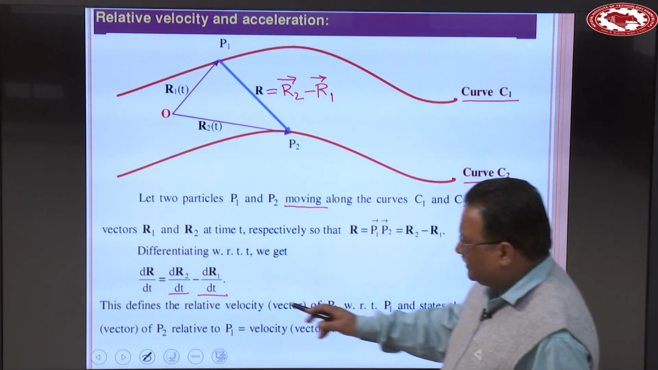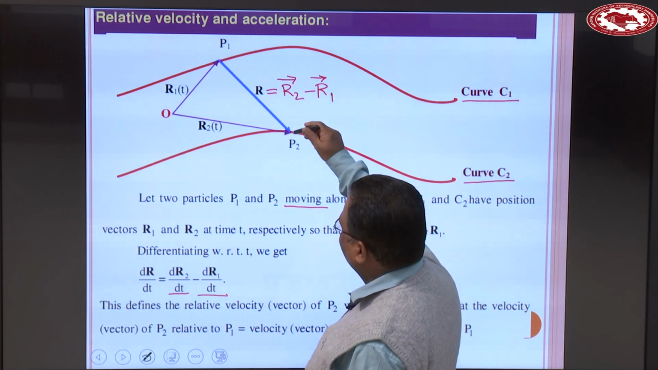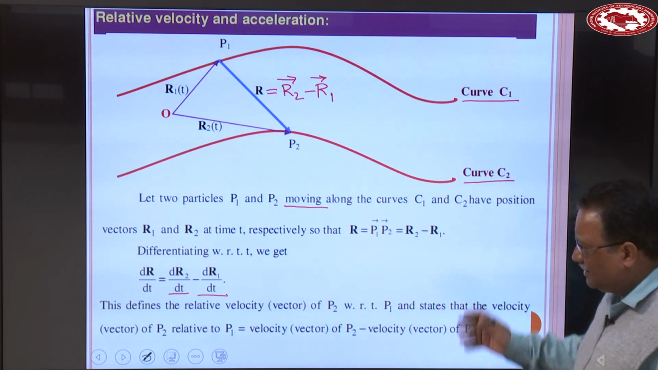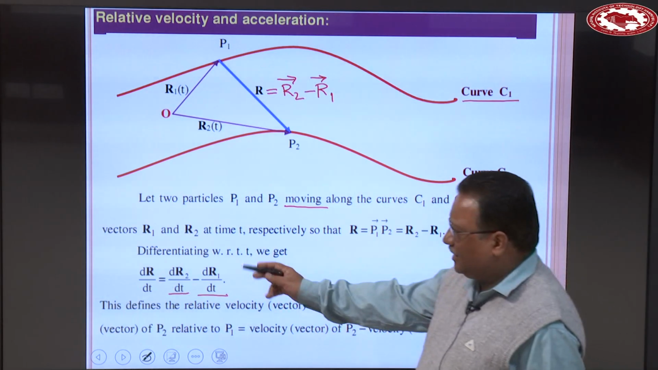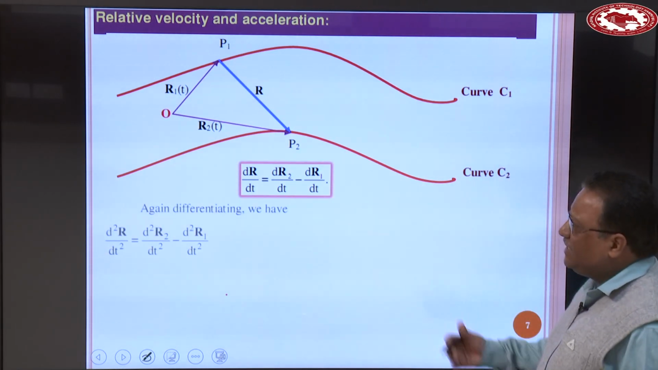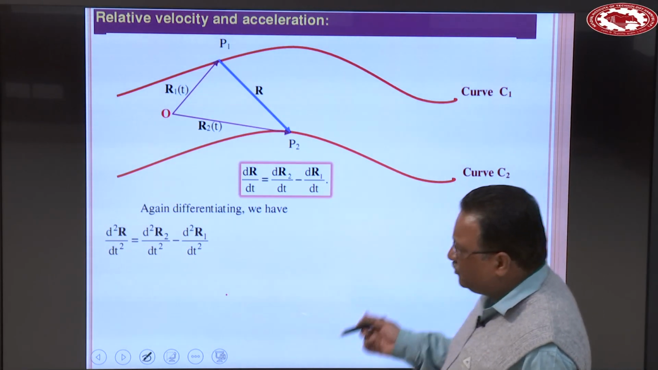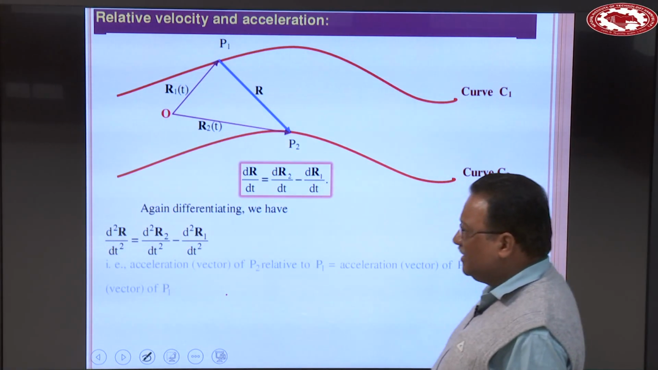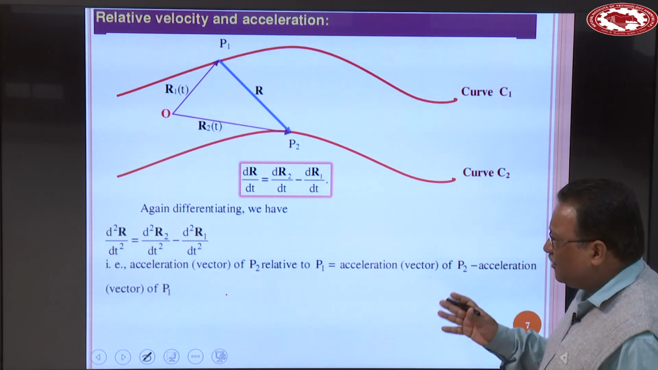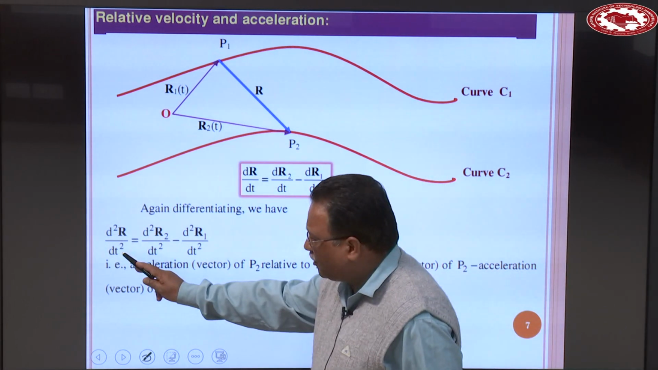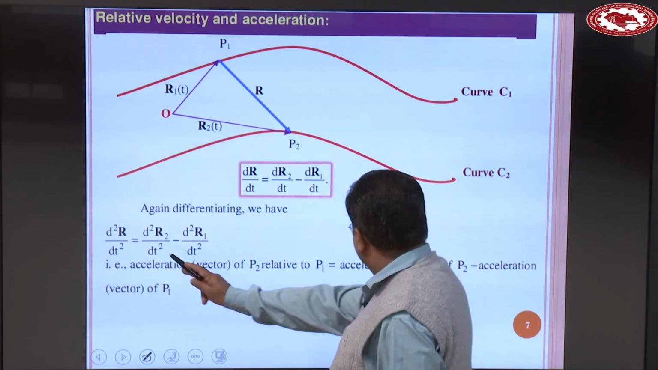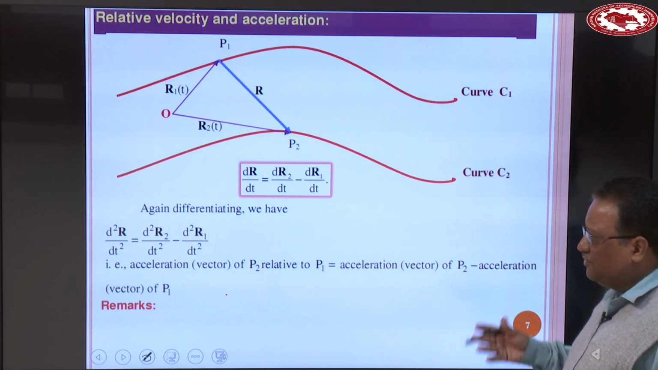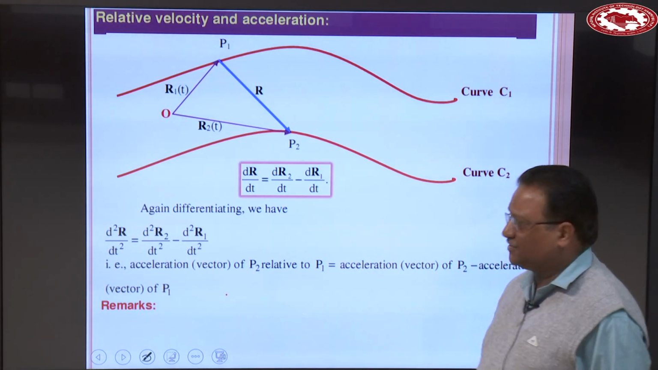So dr over dt is the relative velocity of this point with respect to P1. That is the mathematical expression for evaluating the relative velocity. Similarly, differentiating once again, d square r over dt square is equal to d square r2 over dt square minus d square r1 over dt square. This is the acceleration of P2 relative to P1, equal to acceleration of P2 minus acceleration of P1. In this way you can define the relative acceleration also.